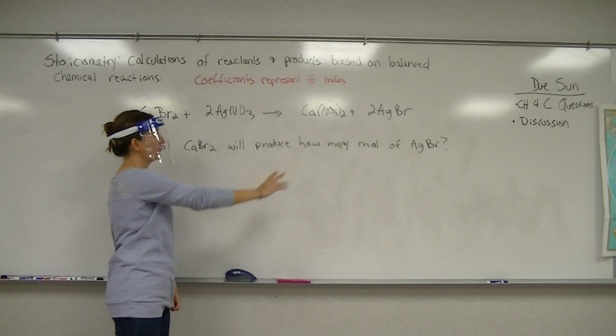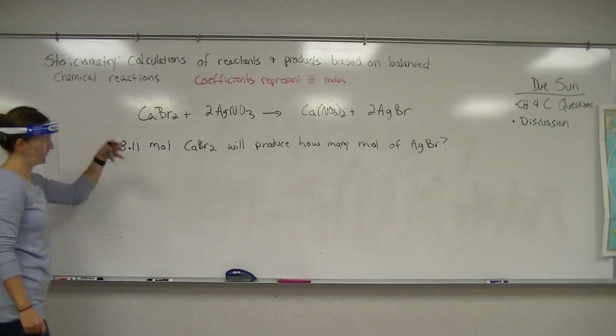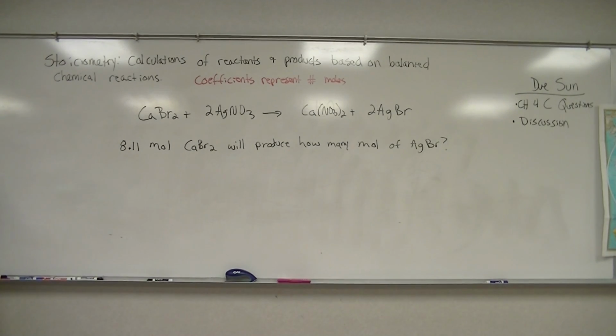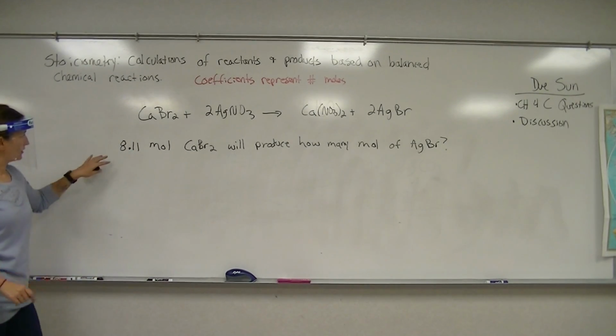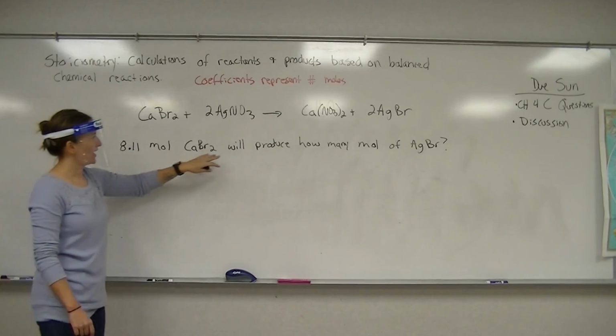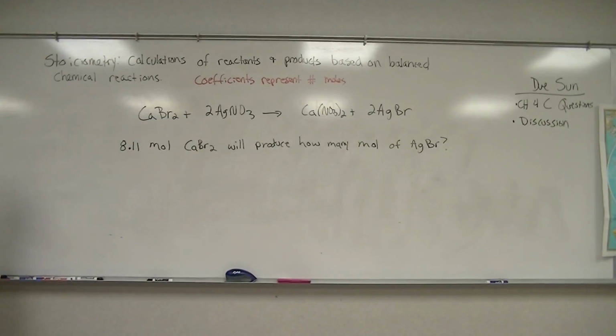So, double replacement reaction. I think we did this exact one last week for balancing. Now we're going to take it and do calculations with it. We're going to start with 8.11 moles of calcium bromide, and it's asking how many moles of silver bromide it will produce.